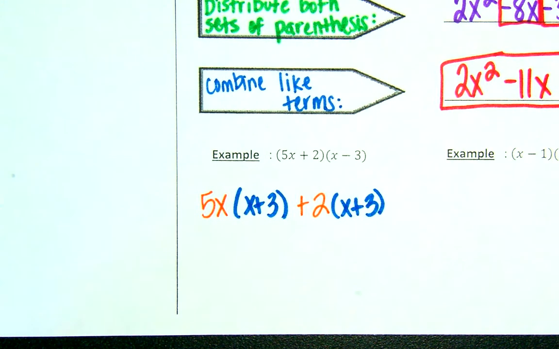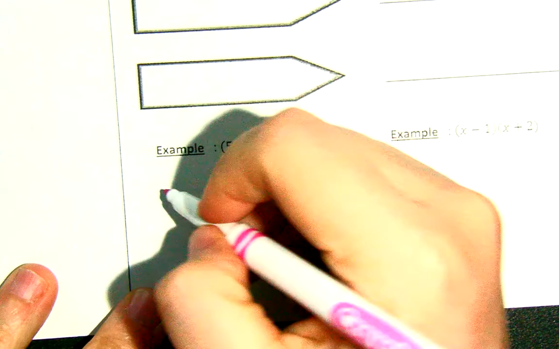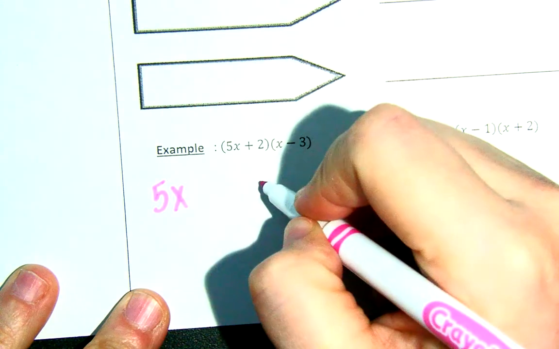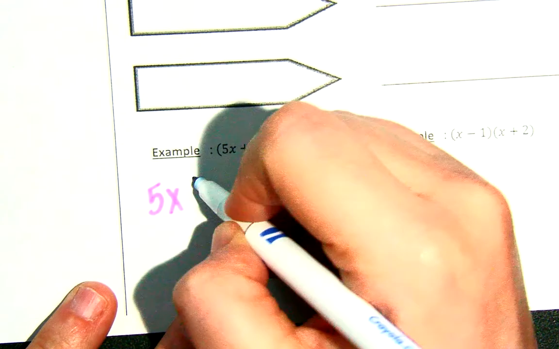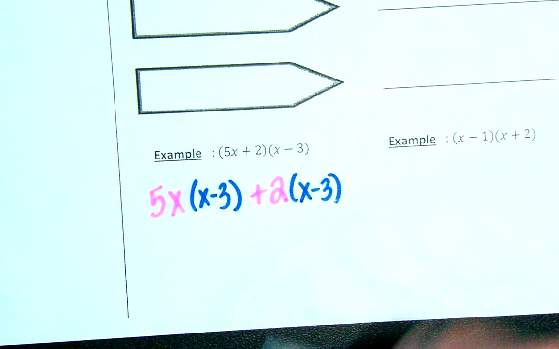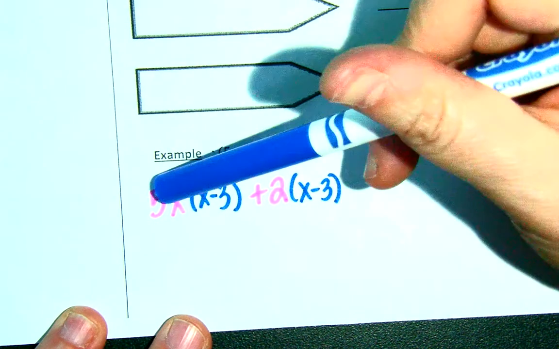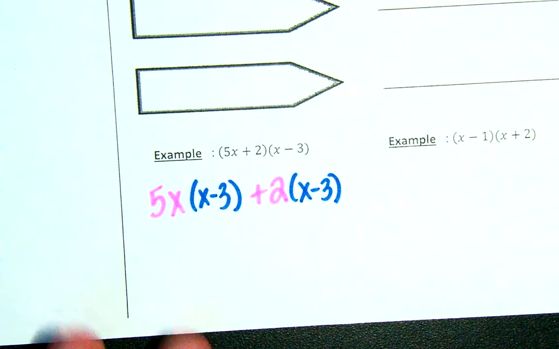I messed up. Let me get another sheet. Sorry, guys. So we're going to separate our first, 5x, and then plus 2. And then we're going to put our second binomial with that. So it would be x minus 3, x minus 3. Sorry about that. So I took the first binomial and I separated it into two parts. And then I took the second binomial and put it with each one of those.